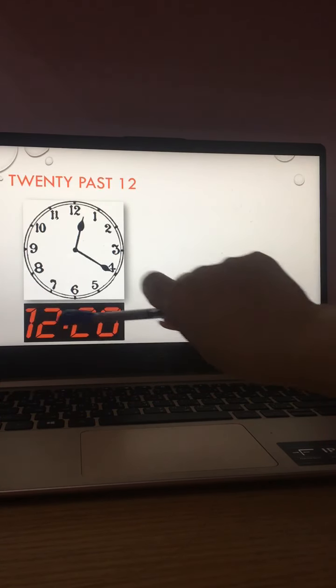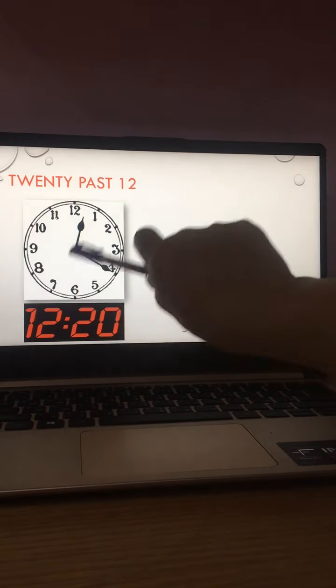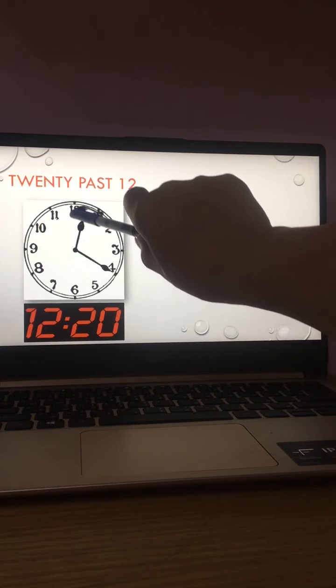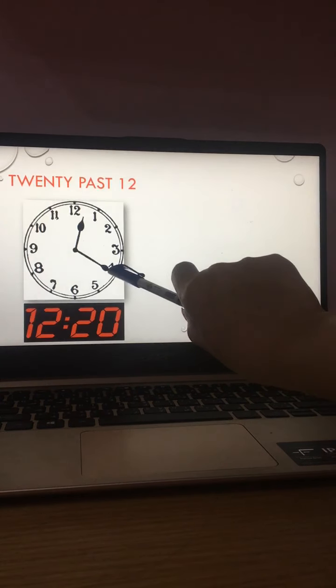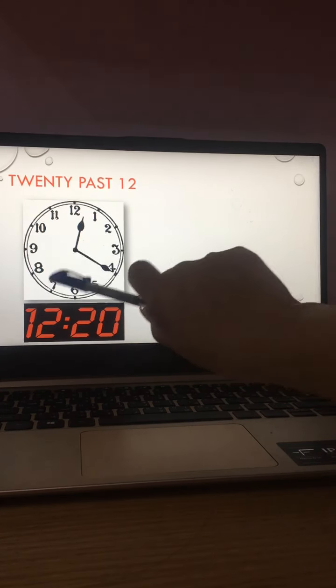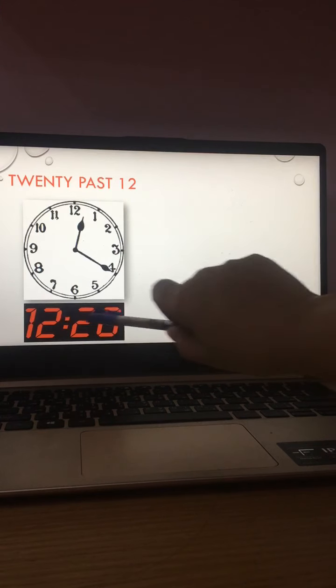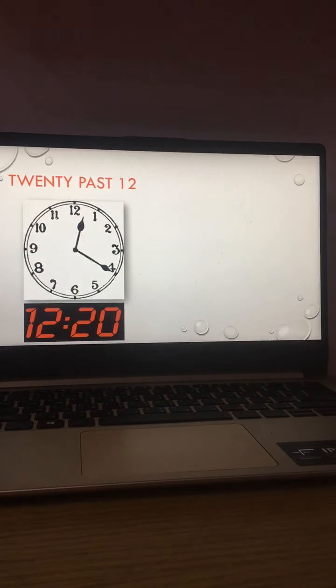If I want to tell time on the digital clock, I'm going to look at the hour hand. The hour hand points to 12 and the minute hand points to 4. At 4 means that 20 minutes have passed. So I'll say that it's 12 and 20 minutes. Okay?